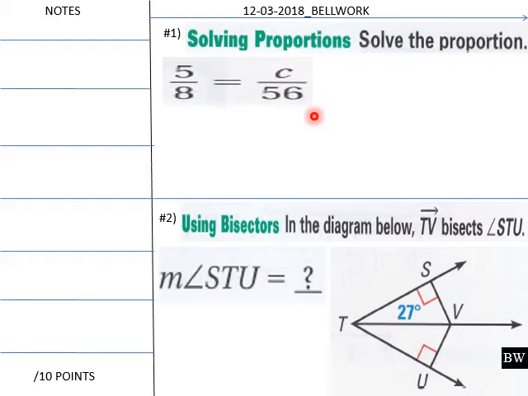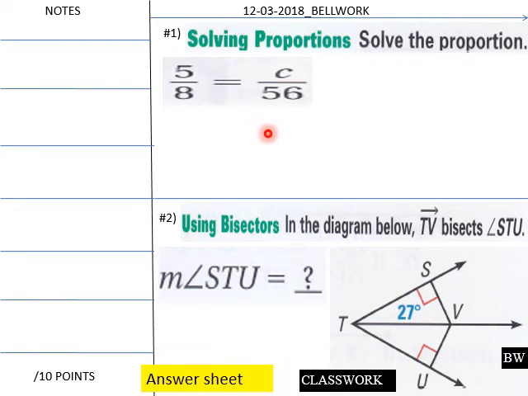Teachers, here is today's bell work for this one here. Solve this proportion using bisectors in the diagram below. You need that too here. Students, you have this situation here. Remember that. Give your students 5 minutes.